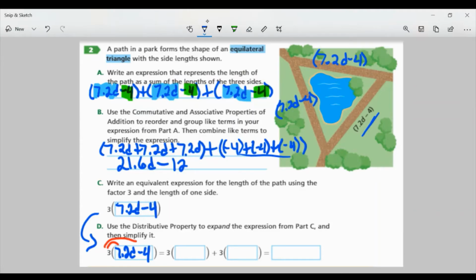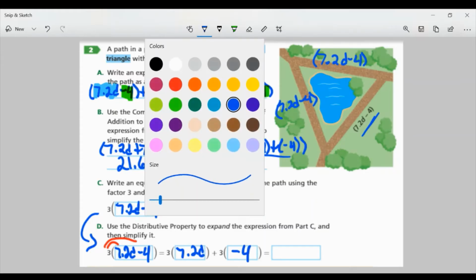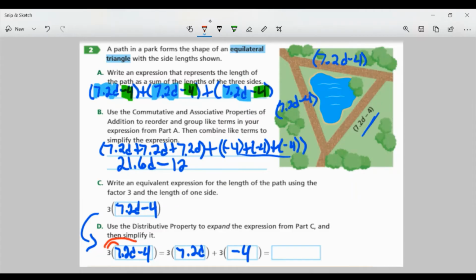So let's go ahead and rewrite that over here to the right. So I have 3 times 7.2D plus 3 times -4. Well, when I multiply those, 3 times 7.2D would give me 21.6D, and 3 times -4 would give me -12. Remember, positive times a negative is a negative. So when I combine those, I have 21.6D minus 12. And there would be my expression using distributive property.